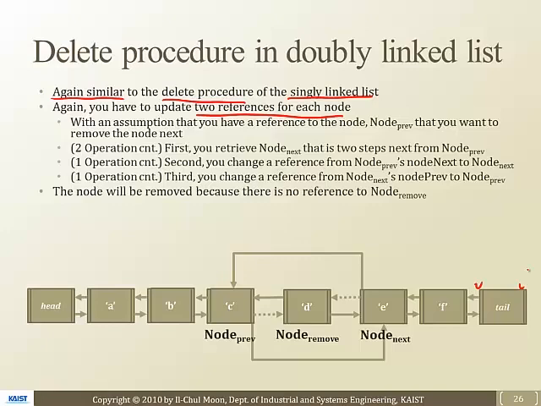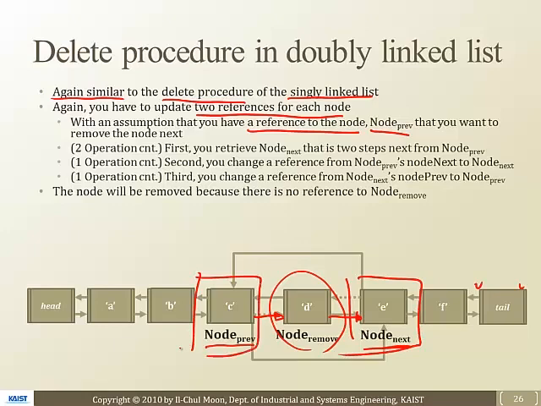With an assumption that you have a reference to the node pref and the node that you want to remove, node remove. So this is the one that you want to remove. First, you retrieve node next by using the node pref. So it's going to be node pref dot get next, and then dot get next. Get next and then get next gives you this one. You already have this one, so that's the first operation. But you had to perform two get next calls, so it's two operations.